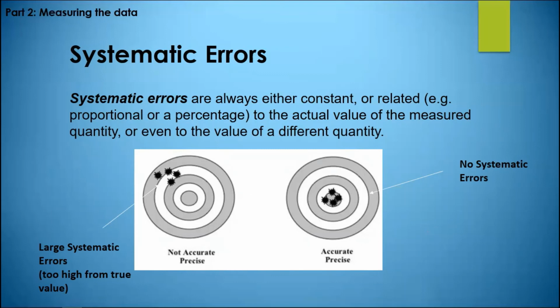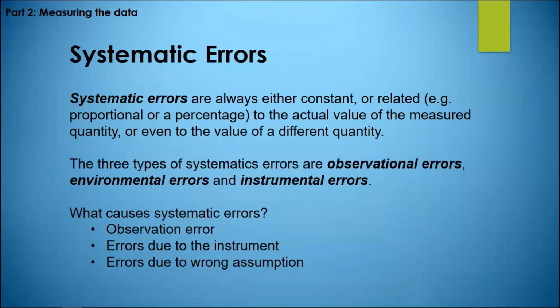Also, like I already told you, repeated trials and measurements will reduce the random errors, but systemic errors cannot be reduced. Once you have systemic errors, you have them. You cannot really fix it. So systemic errors are always either constant or related to actual values of the measured quantity, or even to the value of a different quantity. There are 3 types of systemic errors: observational errors, environmental errors, and instrumental errors.